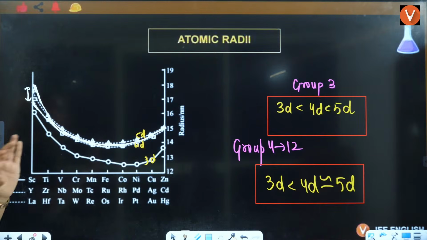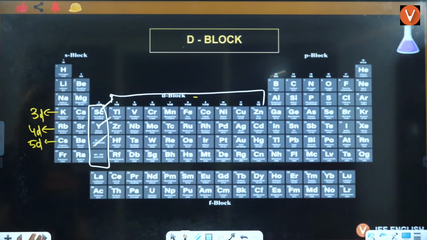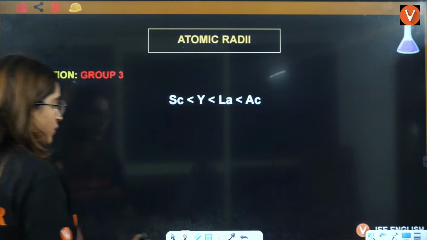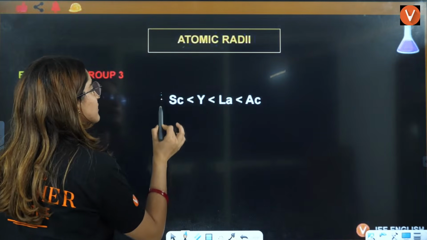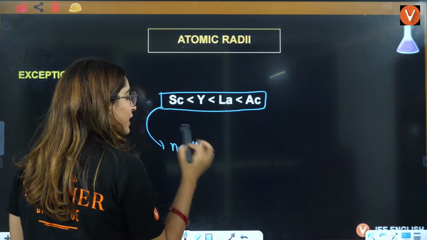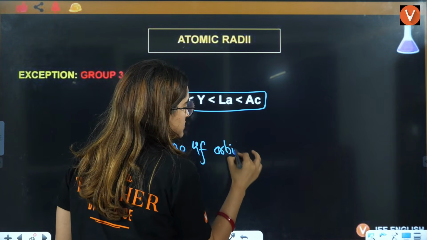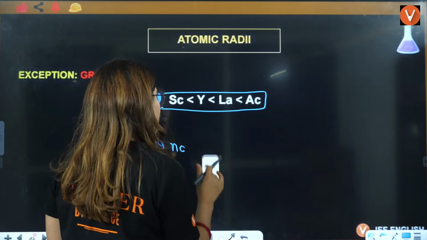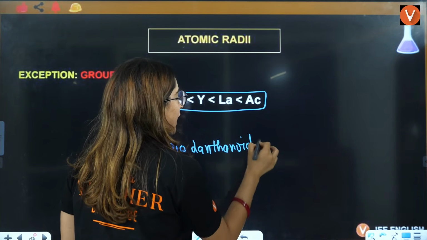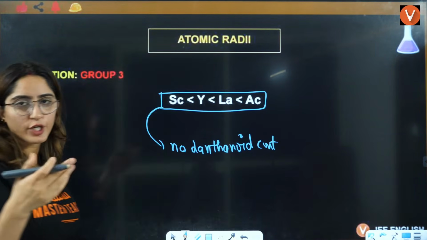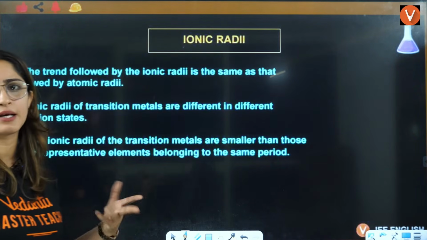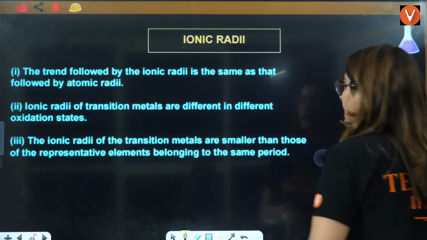Okay, everybody, now let's move to the next part, that is the exception. This is the exception that you have. Can you tell me why this exception is there? Because of no 4f orbitals, no lanthanoid contraction, or even actinoid contraction, which we will study in actinoids. Just like you have 4f, in a similar way you have 5f also. That is actinoid contraction.